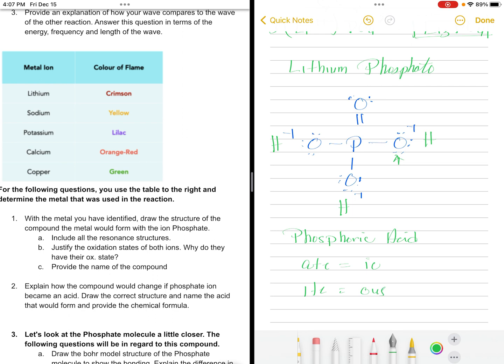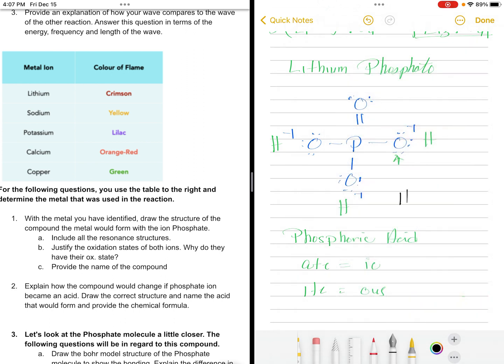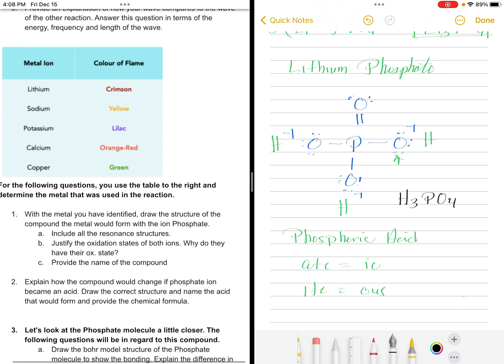Okay, so that's all you had to do for this one. You already had the structure. All you had to do was add the hydrogen in the place of the metal, and you have an acid. What is the chemical formula? The chemical formula for this one is going to be H3PO4. That's all you needed to do to get full credit on the last question there.